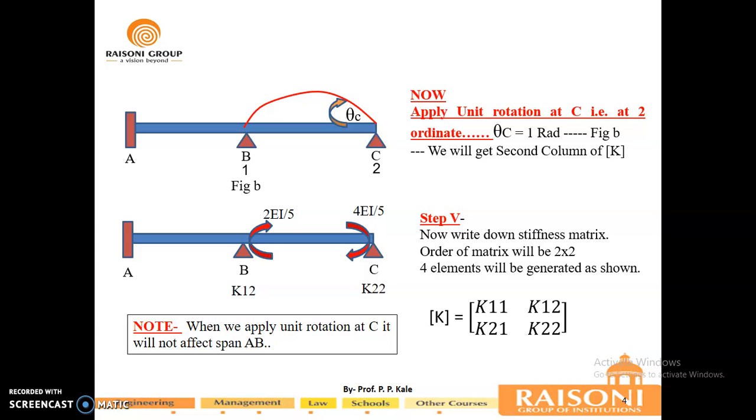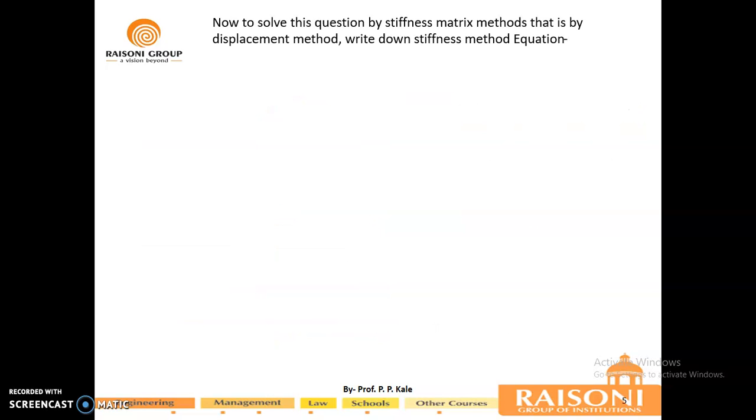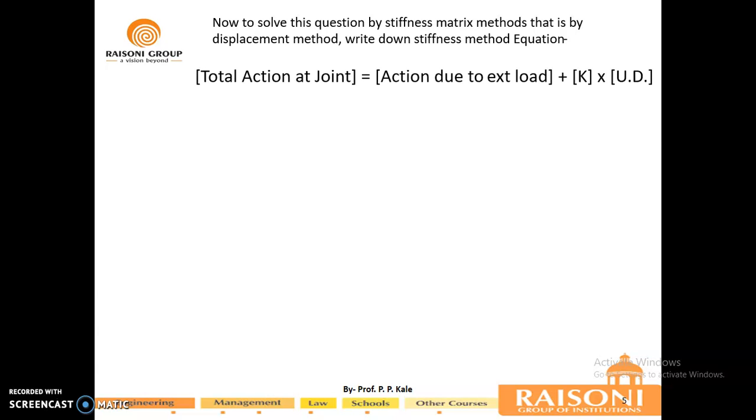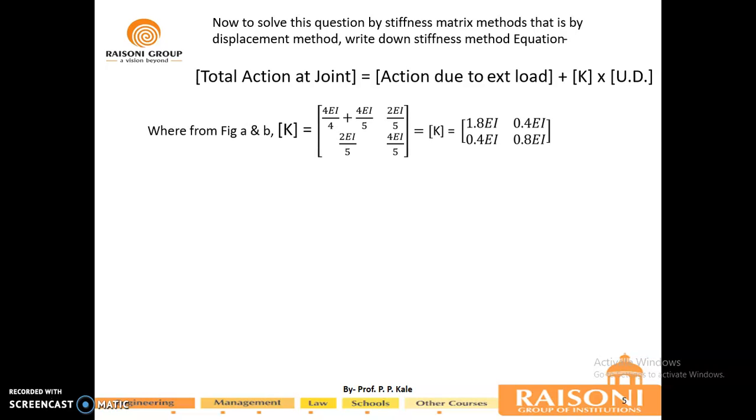Okay, so your stiffness matrix will look like this. Now moving to next, to solve this question by the stiffness matrix method, that is by the displacement method, write down the stiffness method equation. So total action at any joint will be equal to action due to external load plus unknown displacement into stiffness matrix. This is the equation of the stiffness matrix.